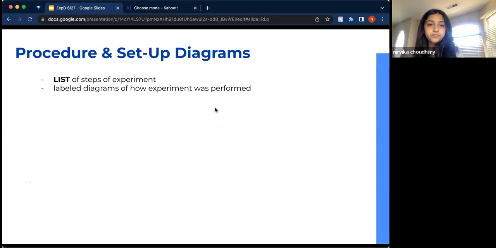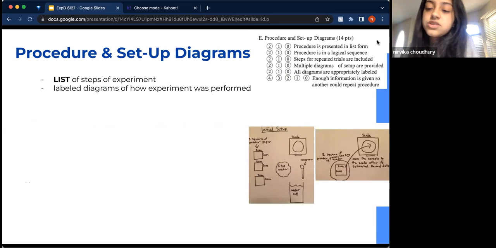Okay. Procedure, or procedure and setup diagram. The procedure is a list of steps of an experiment, and the setup diagrams are labeled diagrams of how your experiment was performed.